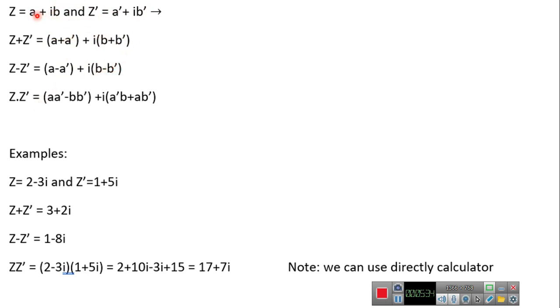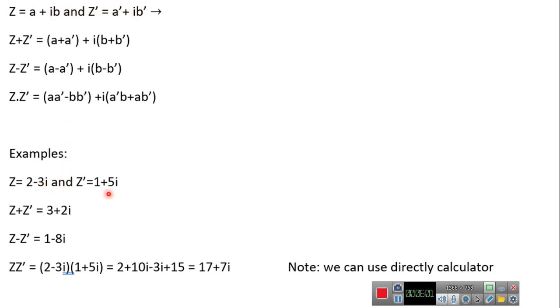If you want to multiply, you're going to get aa prime plus i a b prime plus i b a prime plus i squared b b prime. So the imaginary part is i times (b a prime plus a b prime), and the real part is a a prime, and you have ib times ib prime, so i squared b b prime, but i squared is minus 1, so minus b b prime.